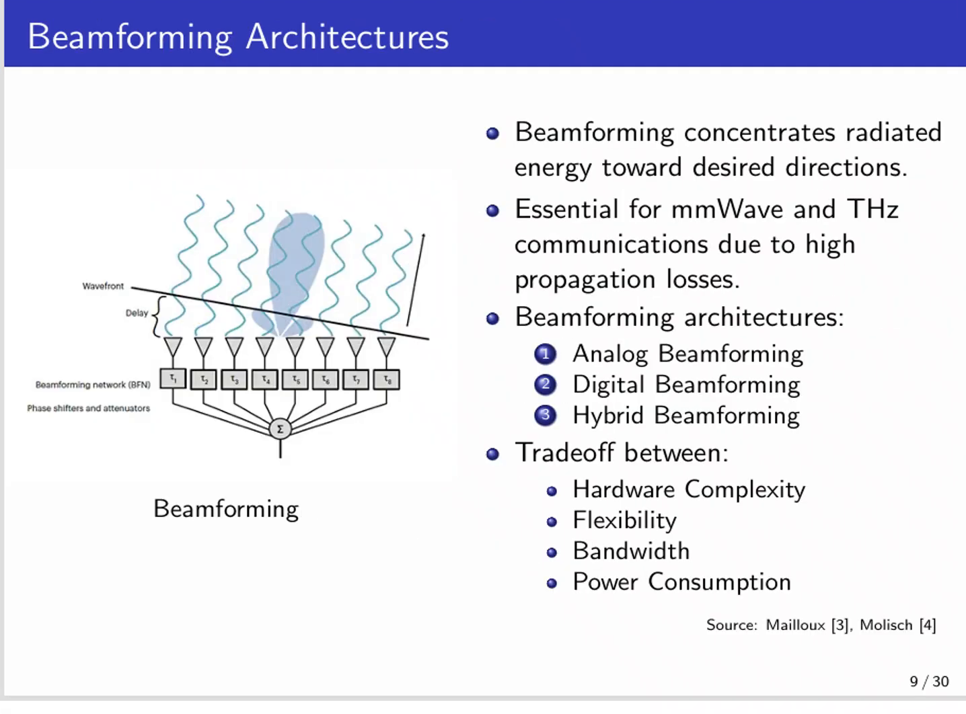Now, we'll understand how we can form a beam. That is, we will study beamforming architectures. Beamforming is nothing but concentrating energy towards a desired direction. And this is very much essential for high frequency communications. So it can compensate propagation losses. There are three main beamforming architectures, namely analog beamforming, digital beamforming, and hybrid beamforming. And there are some trade-offs between hardware complexity, bandwidth, and power consumption among these beamforming architectures.